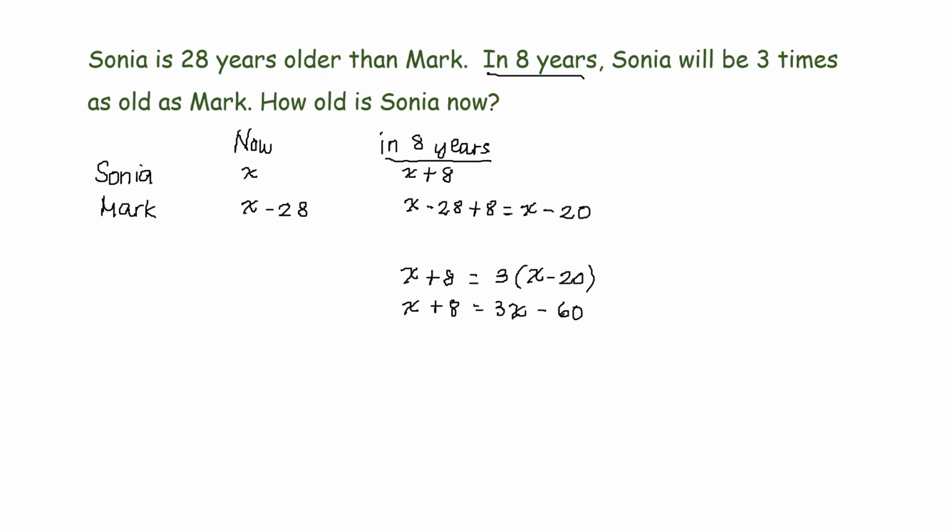I'll bring 3x to the left side. That gives us x minus 3x, so this is negative 2x. And on the right side, we have negative 60 minus 8, which is negative 68. I'll divide both sides by negative 2 to isolate x, so x is 34. That means to say Sonia is 34 years old.